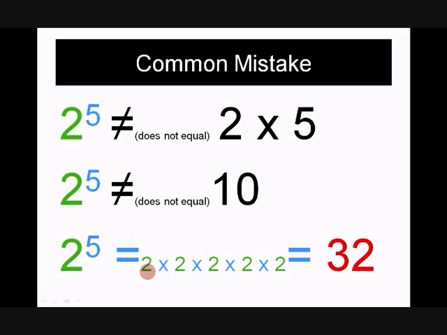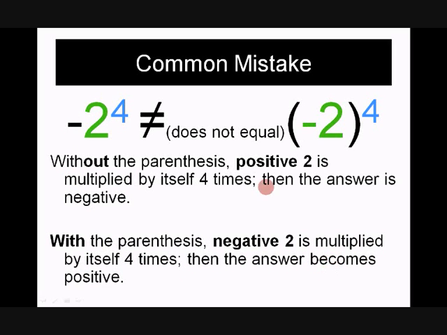2 to the power 5 equals what? 2 multiplied by 2 times 2 times 2 times 2, 5 times, right? 2 into 2 into 2 into 2 is 4, 16, 32. Okay, 2 to the power 5 is 2 multiplied 5 times, that is 32.